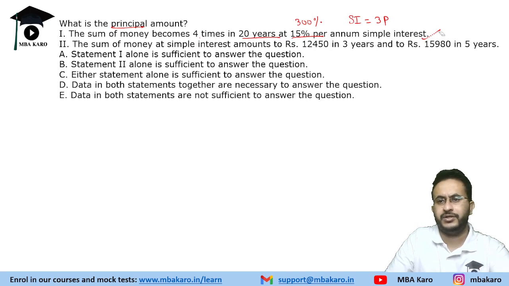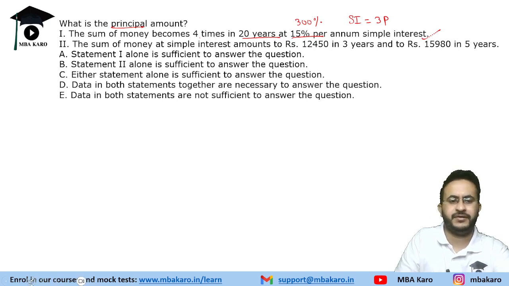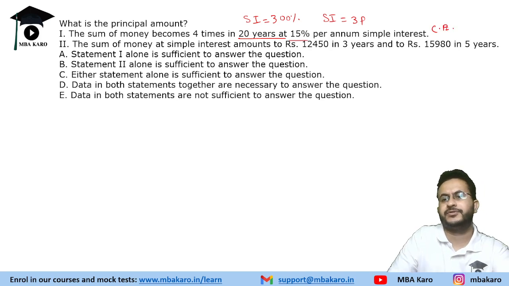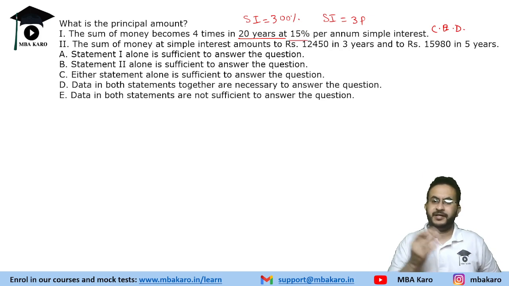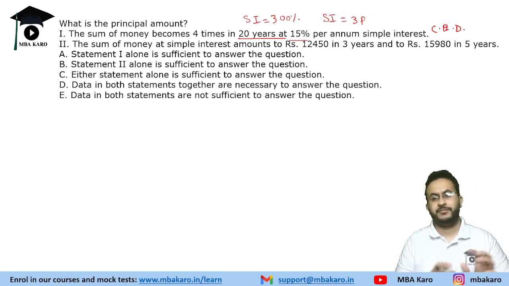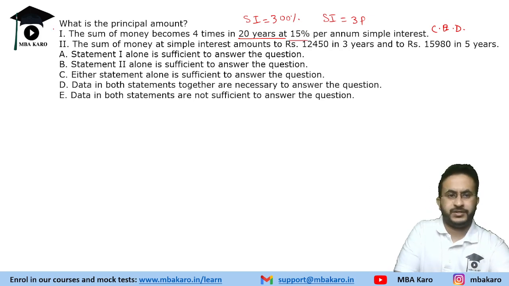So this does not give any value. This is 300%, which means simple interest is 3P or the final amount will be 4P. So we cannot determine the principal based on it, because for every principal it will become 4 times only, whether it is 5,000, 8,000, or 20,000. So the first is not sufficient.